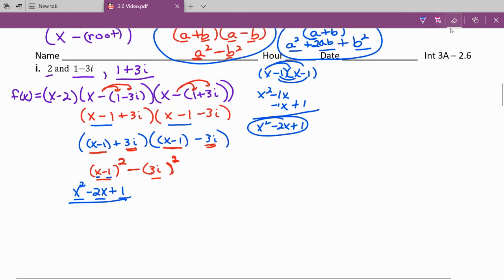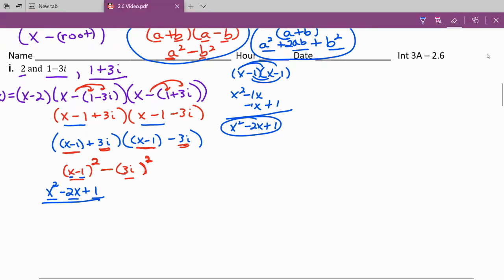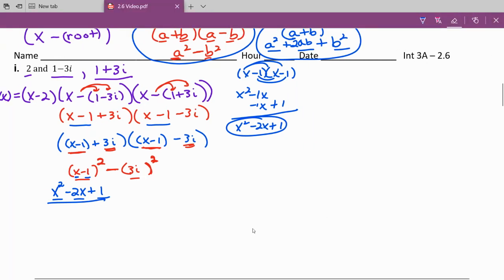This is driving me nuts, but I can't erase. Okay, it's just not going to erase for me.